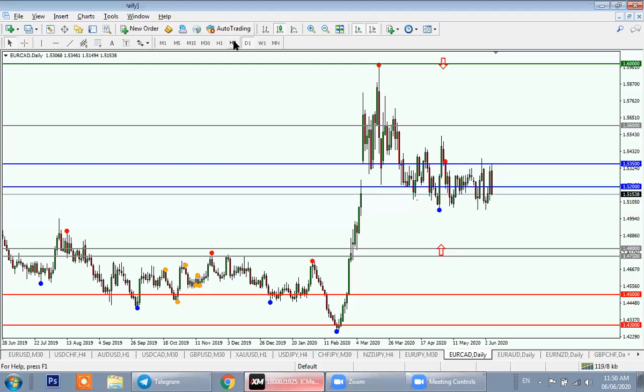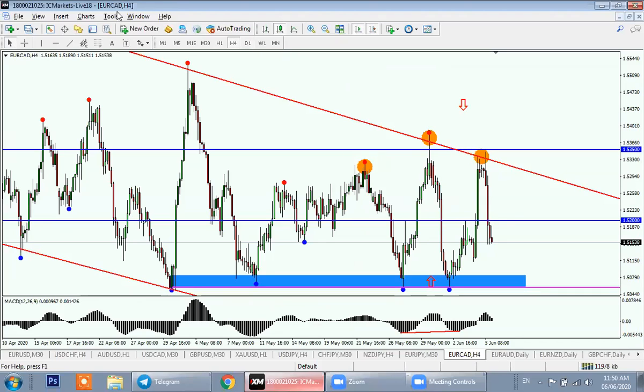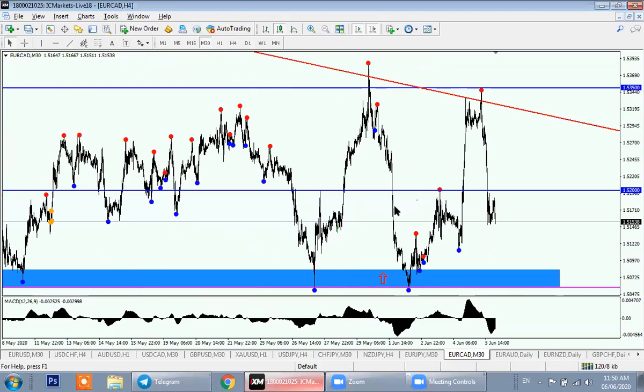Here we go. Here's our H4 view. Price rejected our upper red trend line twice, and then rejected our lower demand zone once. So it's respecting our analysis. However, it didn't give us any entry opportunities. As you can see, just aggressive movements up, down, up, down.